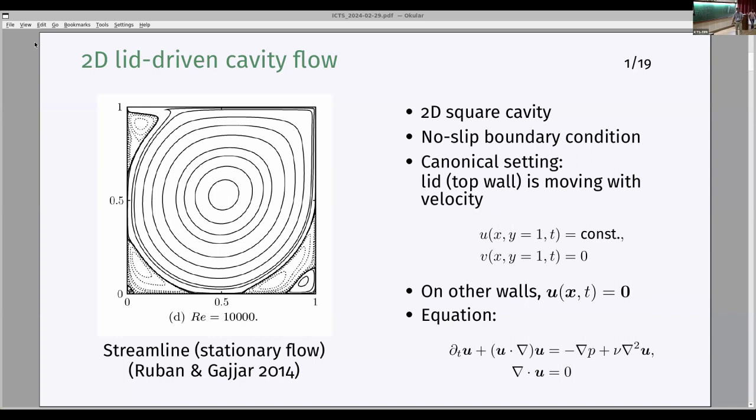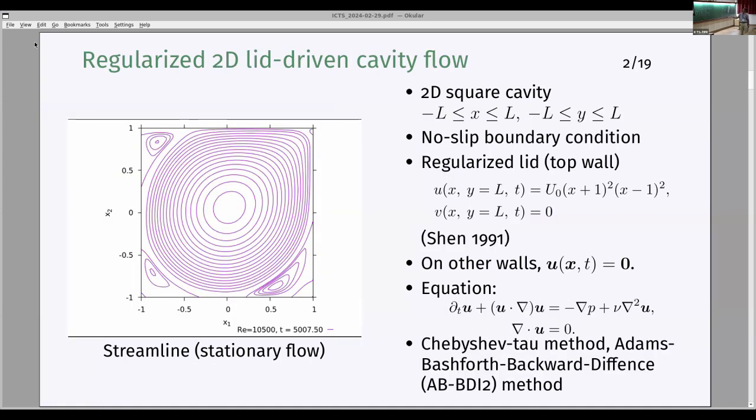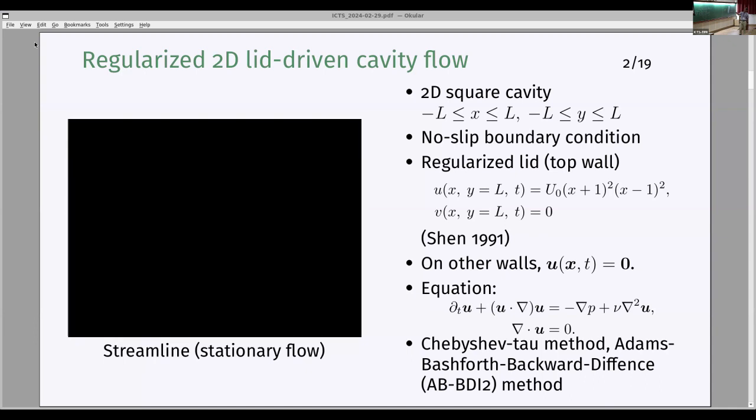And as far as I know, people do not increase the Reynolds number in this setting. The reason may be coming from this setting. So this lid is moving to the right, but in the corner, it produces some kind of singularity. It's an artificial singularity, but we need to remove it in order to increase the Reynolds number. So this is another kind of practice in the computational fluid mechanics community. That is called the regularized lid motion.